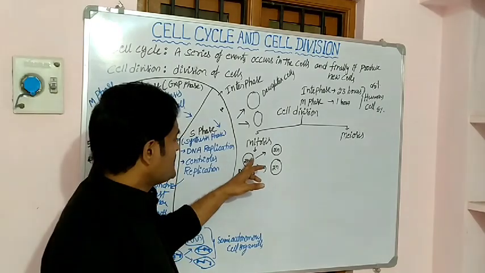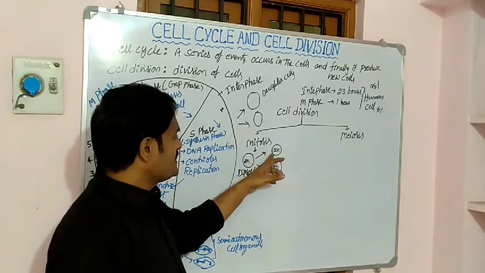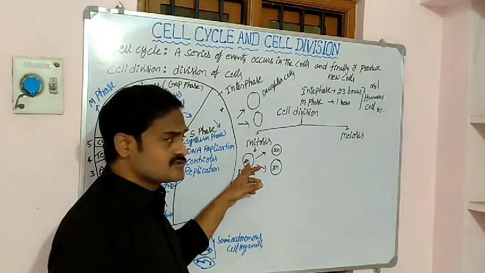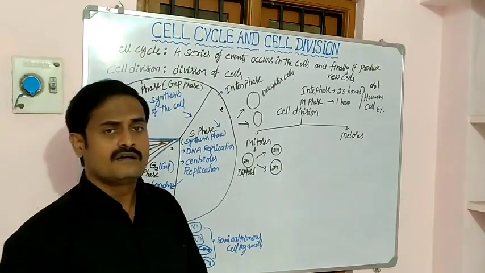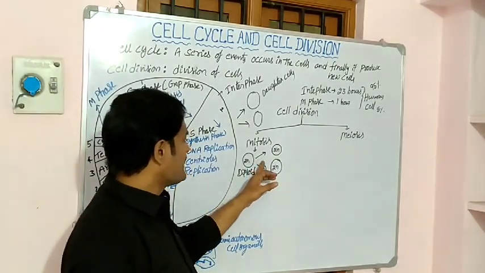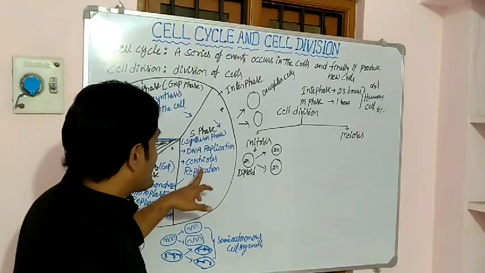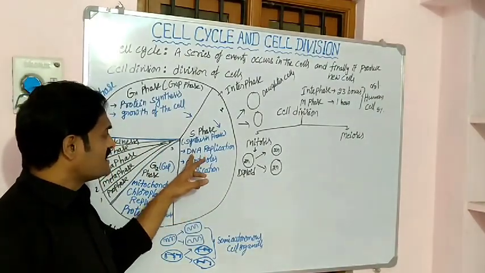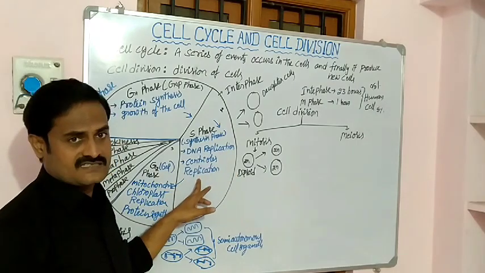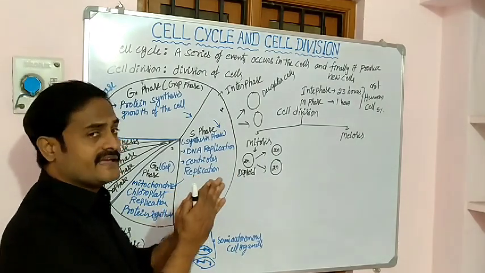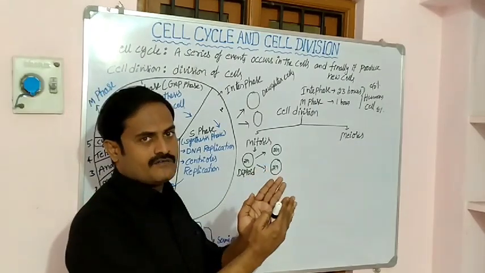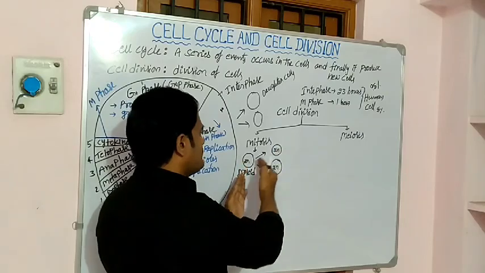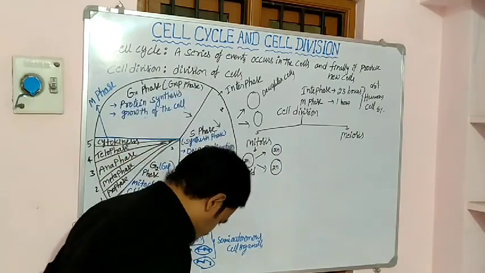See here, 2n. Then it will replicate, otherwise it would be divided into n only. But it gives exactly the parental chromosome number to the daughter cells. How is it possible? During the S phase, the DNA replication will occur. That means the DNA forms an exact copy of itself. For that reason, the exact number of chromosomes is given to the daughter cells.